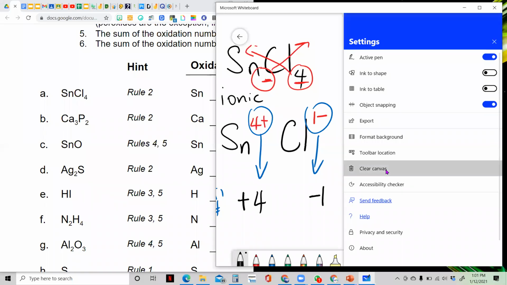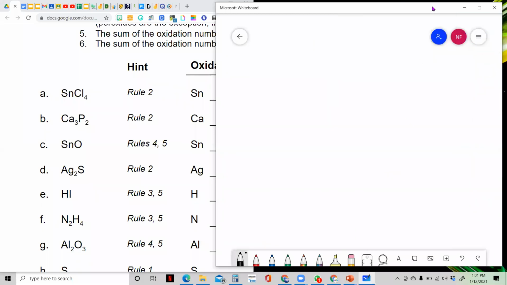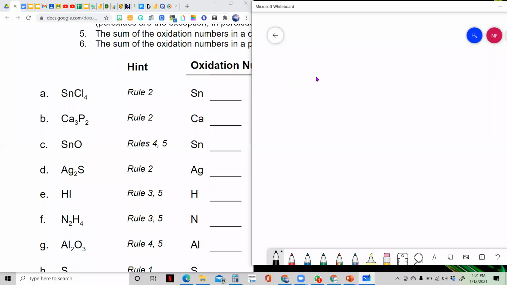Miss, some of these are just easy to see if I'm just looking at them. Miss, is it usually called tin(IV) chloride? Yes, and I was about to say it, and then I realized that if I said it, it would have given you the answer. But they call it tin(IV) chloride.